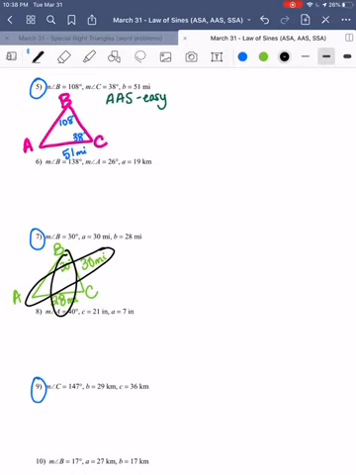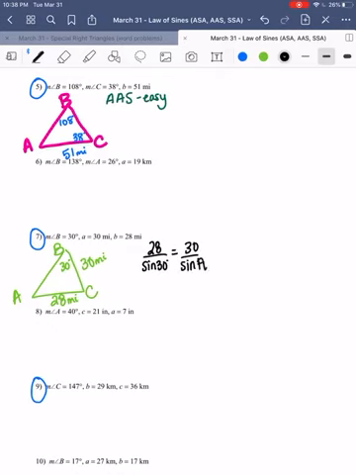Okay, so in order to find angle A, we're going to do 28 over sine 30 degrees equals 30 over sine of A. Now remember how we tackled these problems: we want to cross multiply. So we're going to have 30 times sine 30 equals 28 times sine of A. And then we're going to divide by 28. Now we're going to have the sine of A equals all of that stuff. So let's go ahead and type that in and figure out what that decimal is.